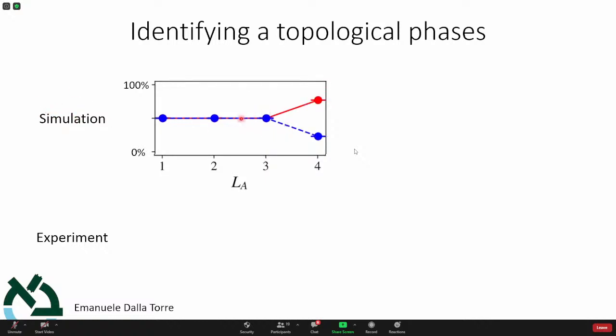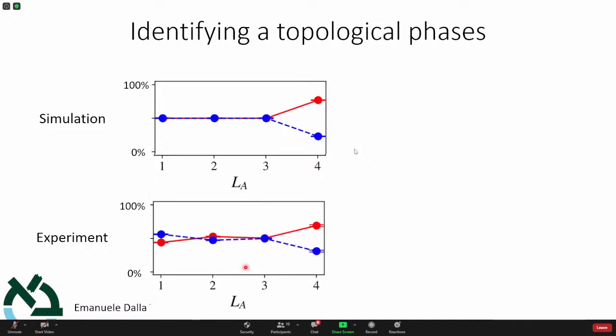Well, this also works, at least it seems to work, in a noisy simulation. In a noisy quantum computer, you see that now the symmetry is not perfect because there is noise, but still there's a perfect overlap between red and blue. How about the experiment? In the experiment, you see that although the blue and red are sort of close to each other, they are not exactly on top of each other.